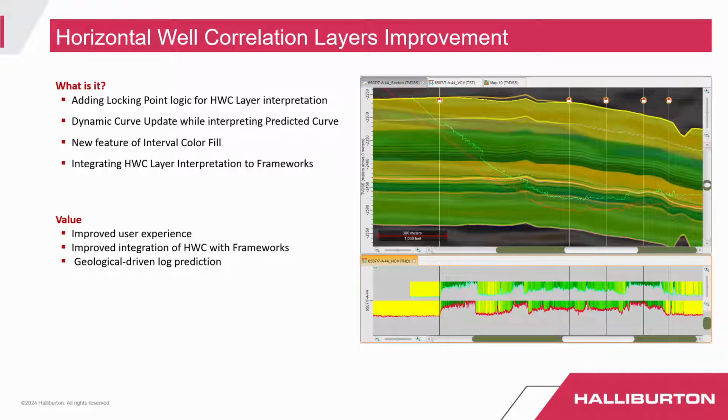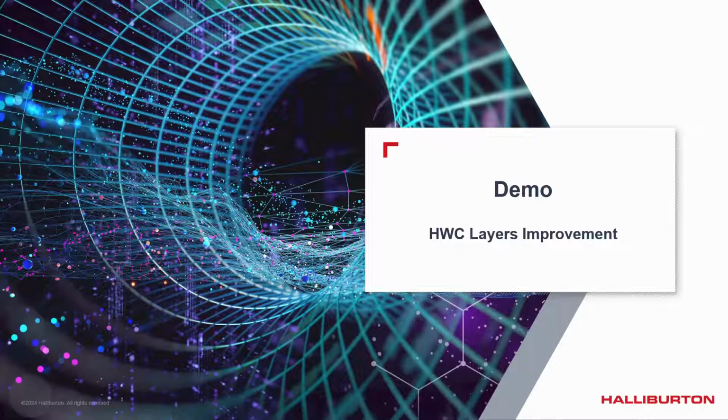Some new improvements we added as part of HWC layers are, first, allowing the user to lock the interval of the HWC curtain to be edited. Second, we add the feature to fill the HWC curtain interval with the color map based on the predicted log curve value. Third, we are adding a mechanism for HWC layers to be added and integrated with the framework. We also improved the performance of log curve prediction calculation so it can change dynamically when the user edits the HWC curtain. In this demo, I will show the improvements we made for HWC layer.